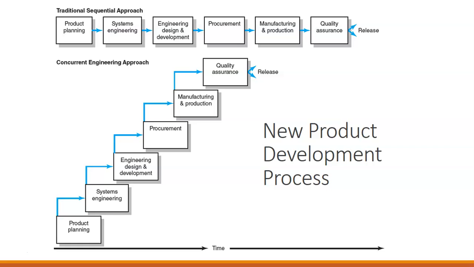We also have this concurrent engineering approach. In a traditional sequence approach, we would have product planning, systems engineering, engineering design, procurement, manufacturing and production, and quality assurance. In a new product development process, we're going to start laddering those items. So when we're partially done with the product planning, we're going to start systems engineering, and we're going to be more ahead of our time. This helps us condense the time of products.